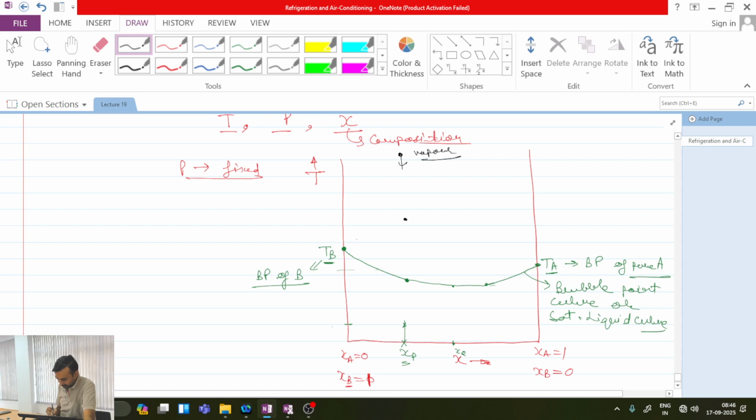Now if I join the locus of all the dew points, again I will get a curve, and this curve will represent the dew point curve or saturated vapor state.